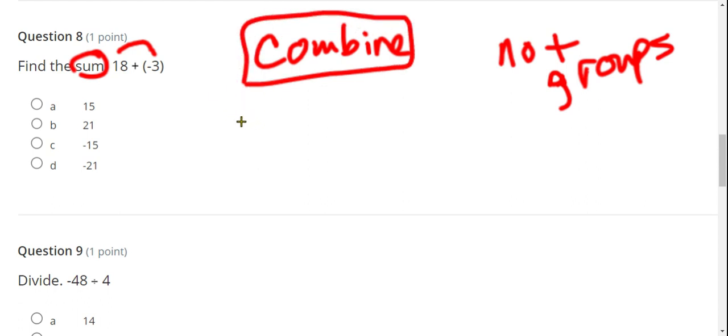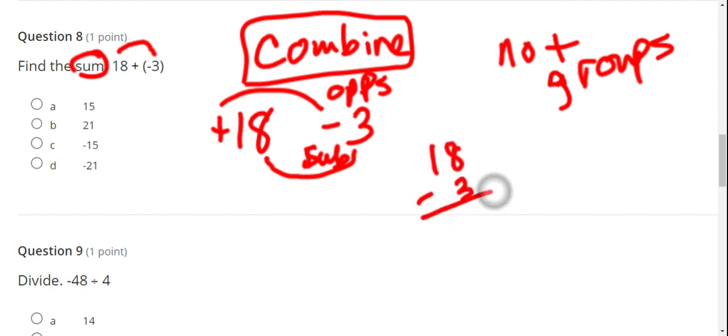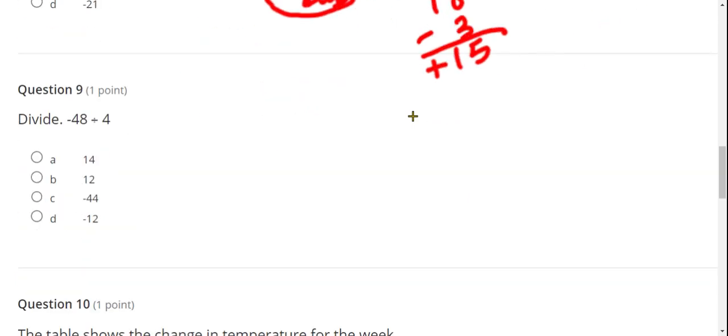So positives and negatives. So you have 18 positives and 3 negatives. These are opposites. Opposites are going to subtract. So we're going to subtract. 18 minus 3 is going to give us 15. And you have more positives, so your answer is positive.